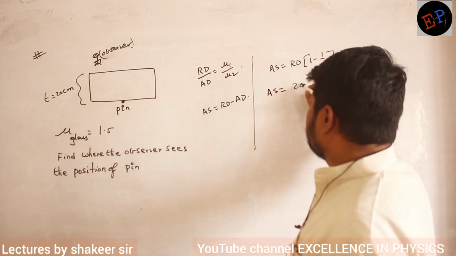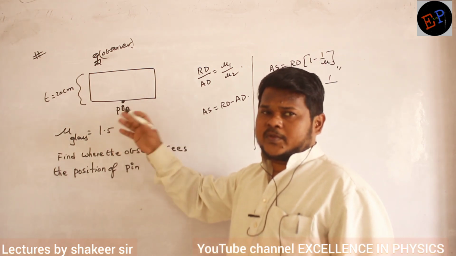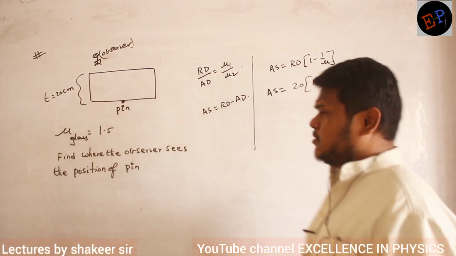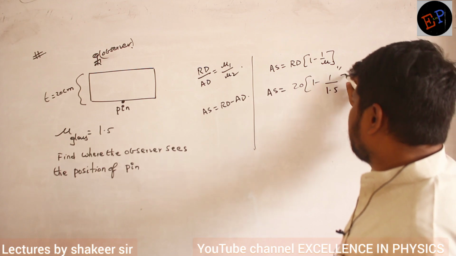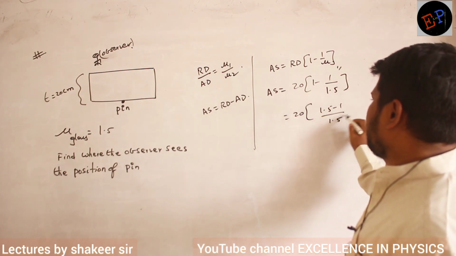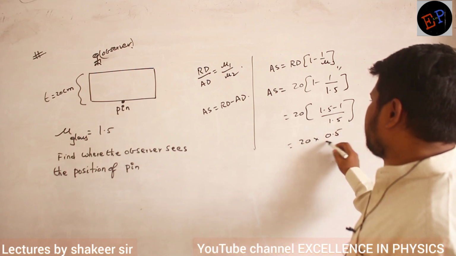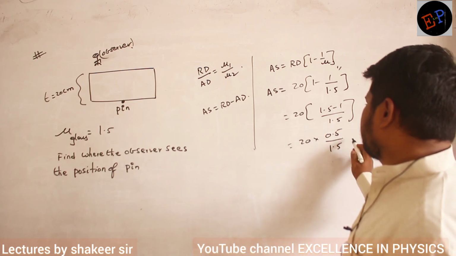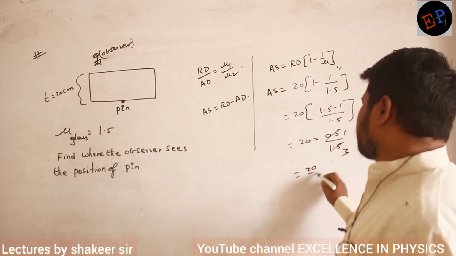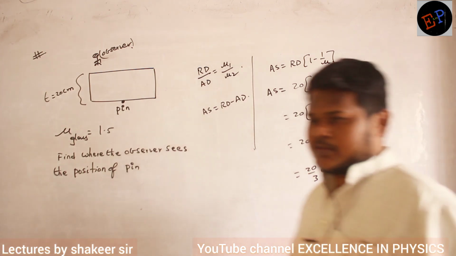Thickness of the glass slab is 20, times 1 minus 1 by mu, and mu means mu1, the refractive index of the glass. Refractive index of the glass is how much? 1.5. Clear? So this is 20 into (1.5 minus 1) divided by 1.5. So 20 into 0.5 divided by 1.5, which is 20 by 3 centimeters. That is our answer. Are you able to understand?